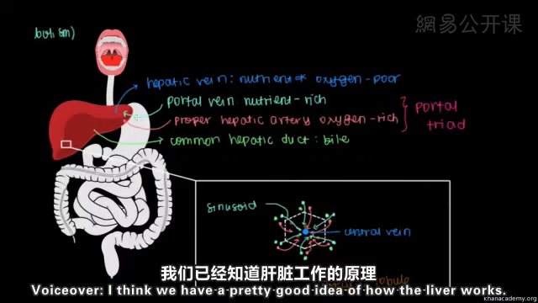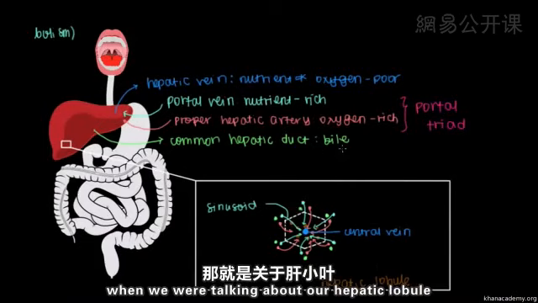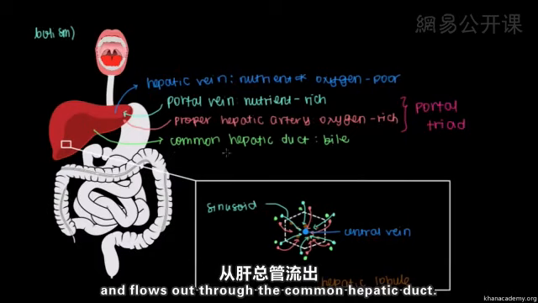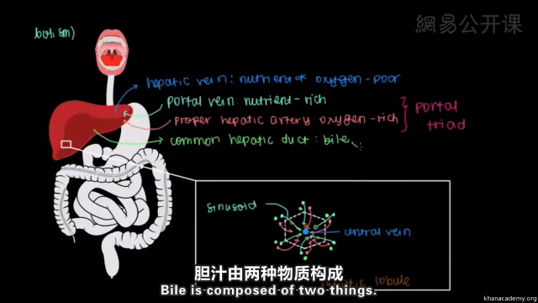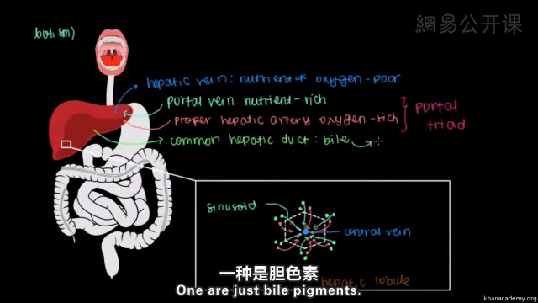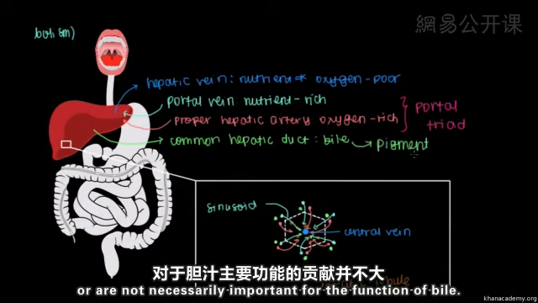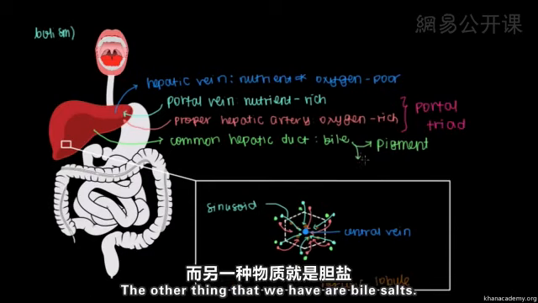So I think we have a pretty good idea of how the liver works. One of the things I touched on when we were talking about our hepatic lobule is that we have bile that's produced in the liver and flows out through the common hepatic duct. Now, bile is composed of two things. One are just bile pigments. Bile pigments are just things that make the color or are not necessarily important for the function of bile. And the other thing that we have are bile salts.